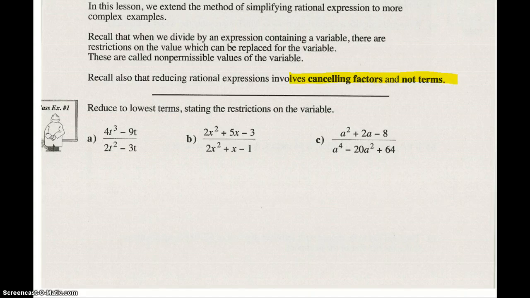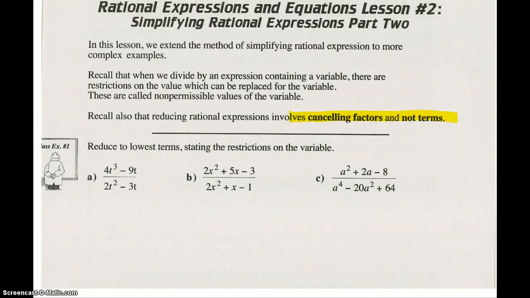Today we are going to, this is lesson 2, so it should be Tuesday. And what we're going to do is just continue on with what we learned in part 1 or lesson 1. We're just going to extend it a little bit further and do a little bit more factoring.